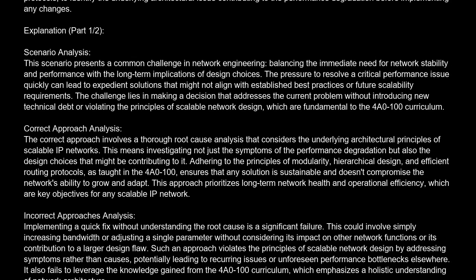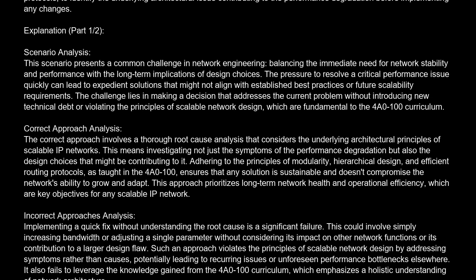The correct answer is A. Conduct a thorough root cause analysis, examining traffic patterns, router configuration, and the interaction of routing protocols, to identify the underlying architectural issue contributing to the performance degradation before implementing any changes. Explanation. Scenario analysis. This scenario presents a common challenge in network engineering, balancing the immediate need for network stability and performance with the long-term implications of design choices.